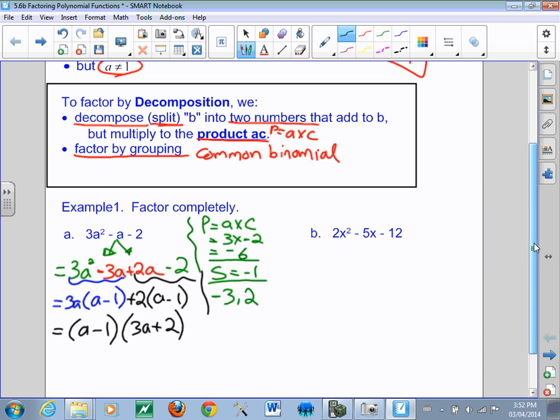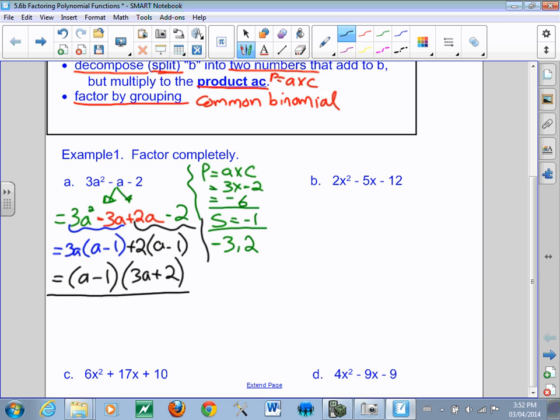Just for argument's sake, guys, I'll just box that answer, okay? Say you decided to write 3a squared plus 2a and minus 3a. Say you put those two middle terms in a different order. I'm just going to show you what it looks like.